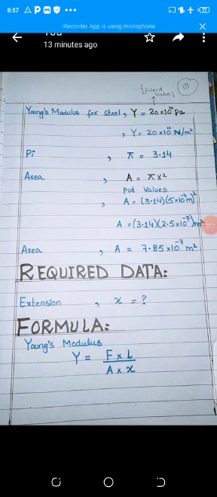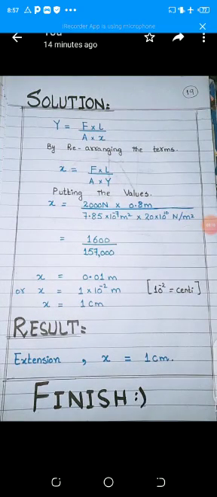The formula is Young's modulus equals F into L by A into X. Now the solution: put the value. First we are going to rearrange because we are going to find the X value. X equals F into L by A into Y. Putting the values, 2000 multiplied by 0.8 meter divided by 7.85 multiplied by 10 raised to the power minus 7 meter square into 20 into 10 raised to the power 10 Newton per meter square. Now 1600 divided by 157 thousand, and the answer comes to X equals 0.01 meter.